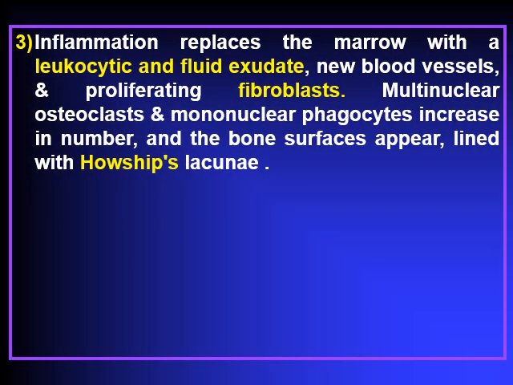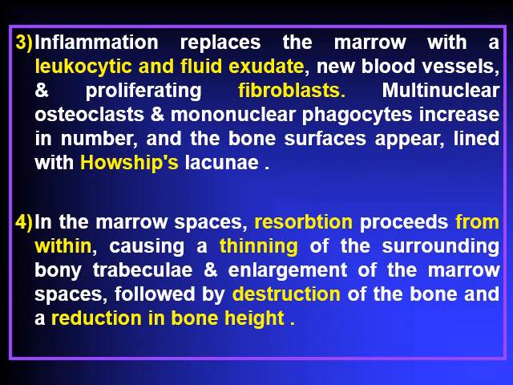Okay, what happens when inflammation enters the bone? Inflammation replaces the marrow with leukocytic and fluid exudation, new blood vessels, and proliferating fibroblasts, of course. Multinuclear osteoclasts and mononuclear phagocytes increase in number, and the bone surface appears lined with Howship's lacunae. It becomes pitted, or the bone becomes perforated.